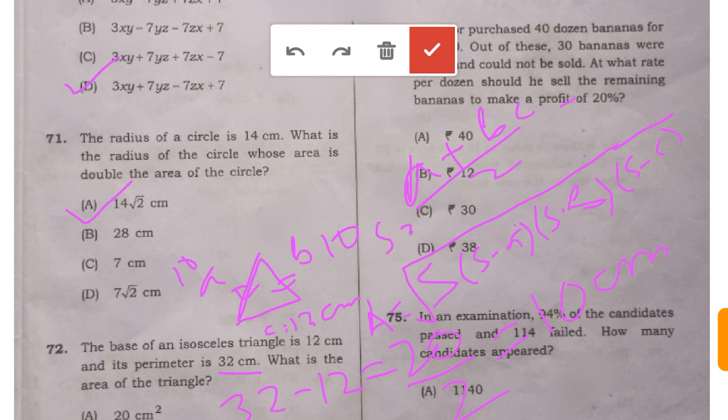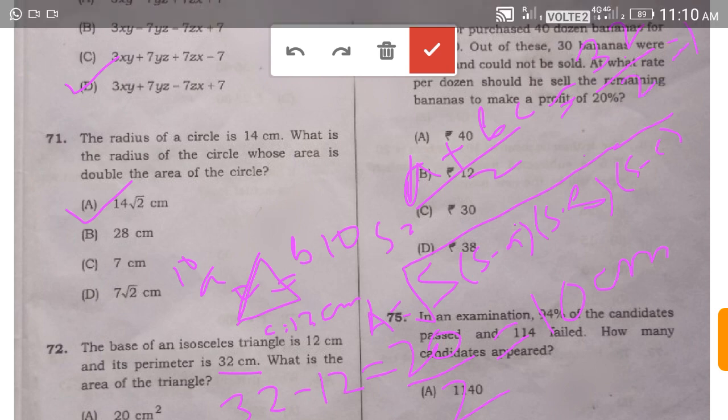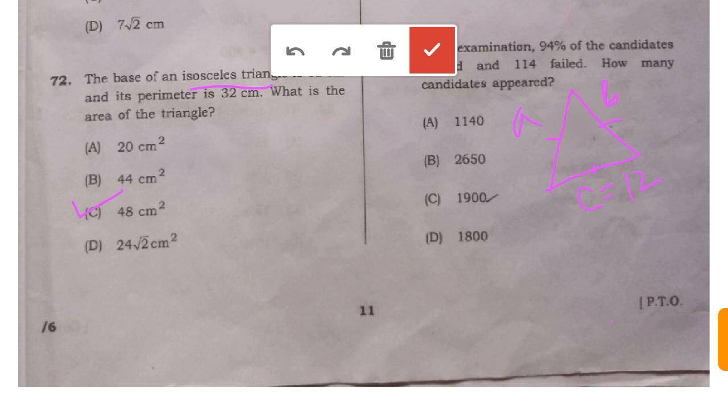So here since the perimeter is 32, s will be 32 by 2, which is equal to 16. Okay, we now have these two sides, 10 centimeter and 10 centimeter. Now we can find the area using the formula A is equal to square root of s into s minus a into s minus b into s minus c. S is the sum of the three sides divided by 2, that means perimeter by 2. Here the perimeter is 32 by 2, which means 16. Okay, just put the values here and you will get the answer.